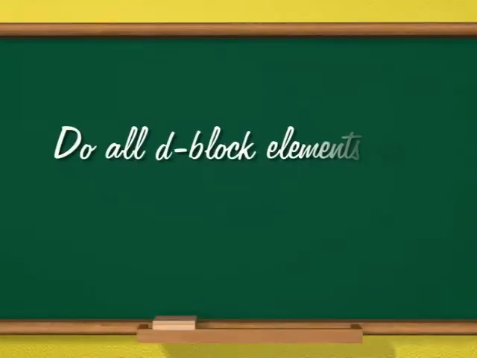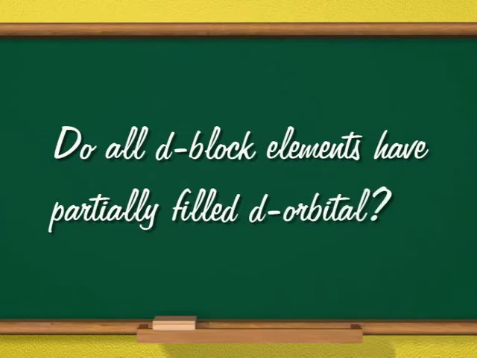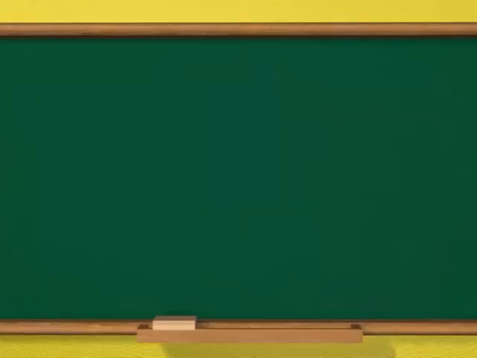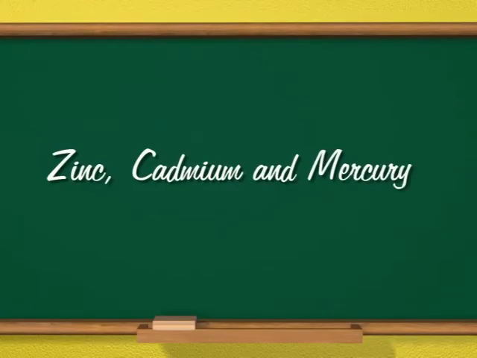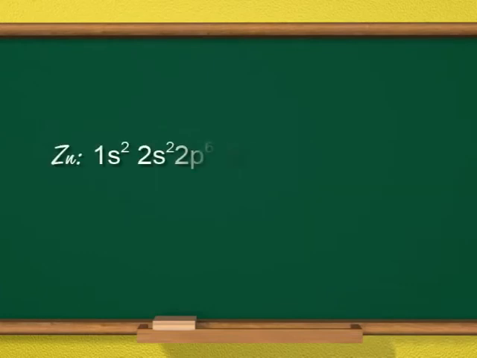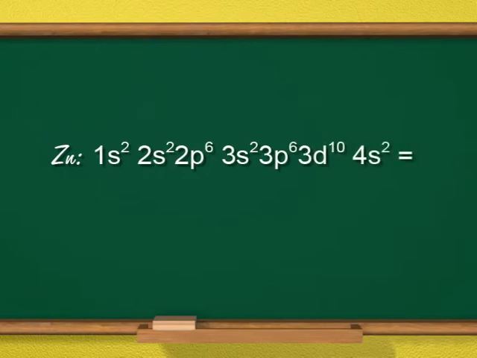Do all d block elements have partially filled d orbitals? No students, it is not true. Let's see the electronic configuration of zinc, cadmium and mercury. Zinc: 1s2, 2s2, 2p6, 3s2, 3p6, 3d10, 4s2 or 2, 8, 18, 2.